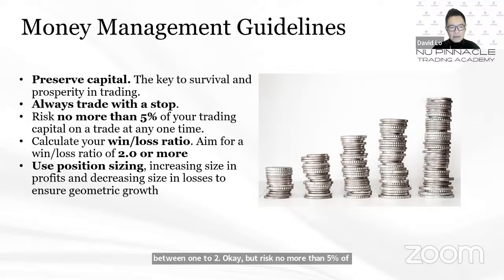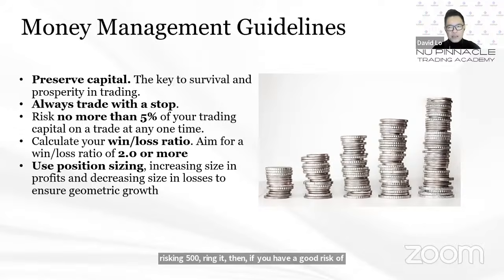Always calculate your win-loss ratio. This is your risk-reward ratio. Aim for a two-time profit against your risk. That's a good benchmark to have, a 2 times win-loss ratio. This is not your win percentage, this is not your percentage of how many wins in 10 trades. This is your risk reward. So if you are, for example, risking 500 ringgit, then if you have a good risk reward of 1,000 ringgit, that's a very good risk reward or win-loss ratio, right?